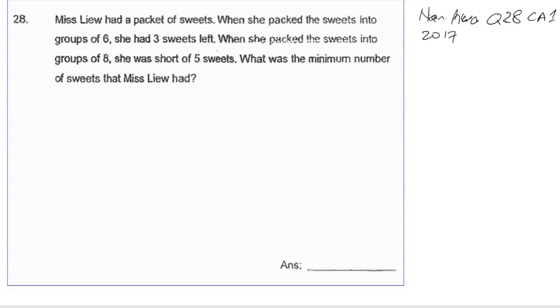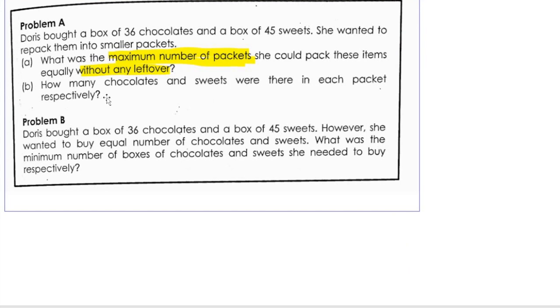So you cannot use the multiple way to solve the problem. Going back to this question, we must find the maximum number of packets. Maximum number in this case, the clue gives us the highest common factor of 36 and 45. So how do we find the highest common factor? We'll do it like this.